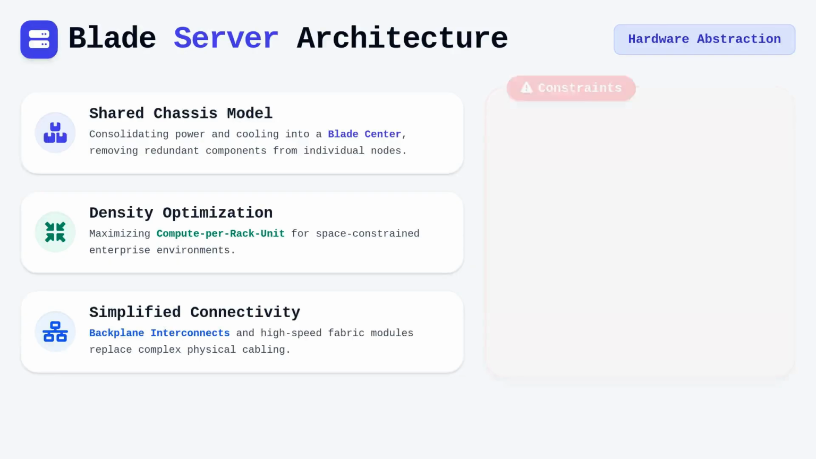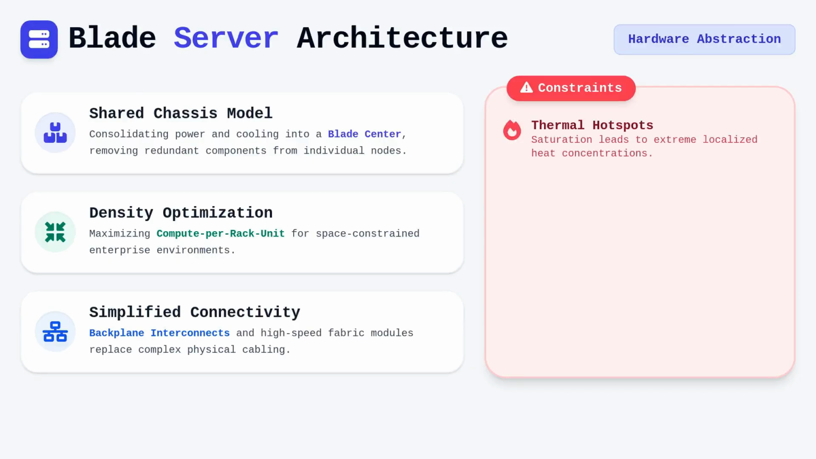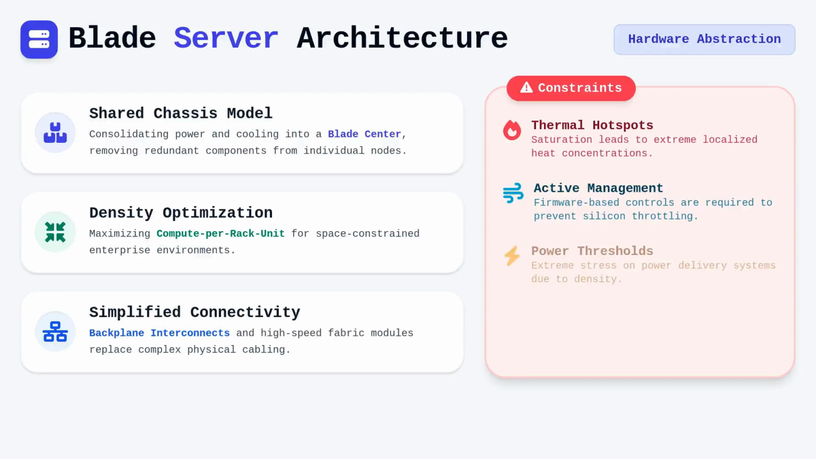Yet, this high density introduces specific architectural constraints, particularly concerning thermal management and power draw thresholds. When you saturate a fully populated blade enclosure, you create a localized hotspot that requires sophisticated firmware-based airflow management to maintain operational stability and prevent thermal throttling of the underlying silicon.